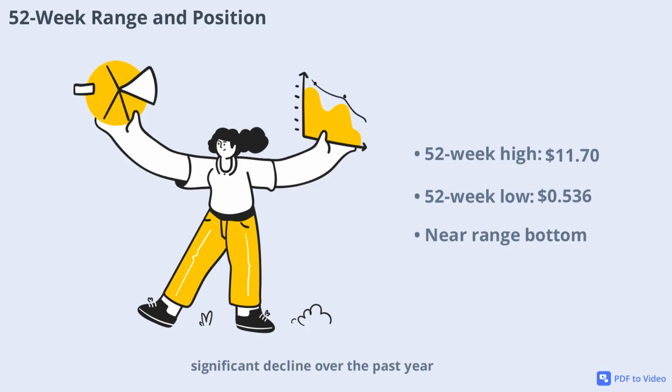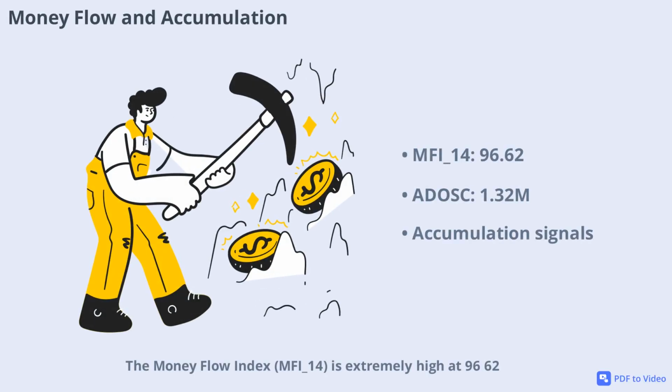The Money Flow Index, MFI 14, is extremely high at 96.62, signaling strong buying pressure. The accumulation distribution AD value is negative, but the ADOSC and Chaikin oscillator are both positive, suggesting that while there has been some distribution, recent sessions have seen renewed accumulation. This mixed picture warrants close monitoring.